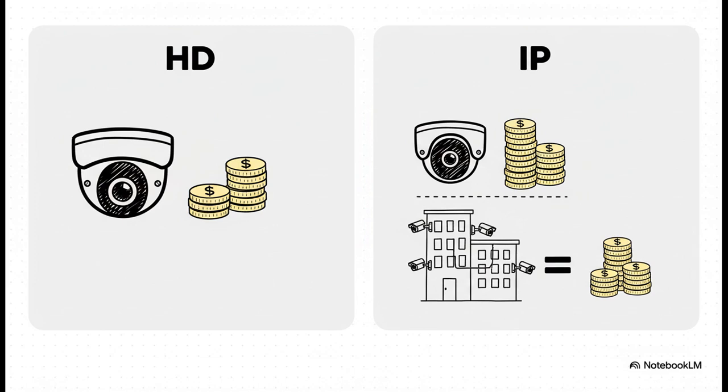Imagine a business that needs 20 cameras. The cost of running all that specialized coaxial cable everywhere can add up fast. IP systems, though, they use standard, cheap network cables, the kind that might already be wired into your building, and that can actually make the total project cost way more competitive.